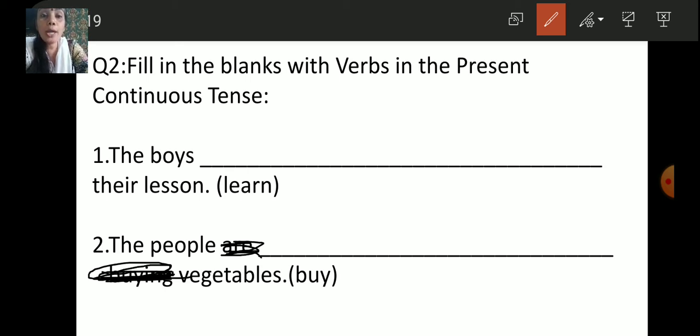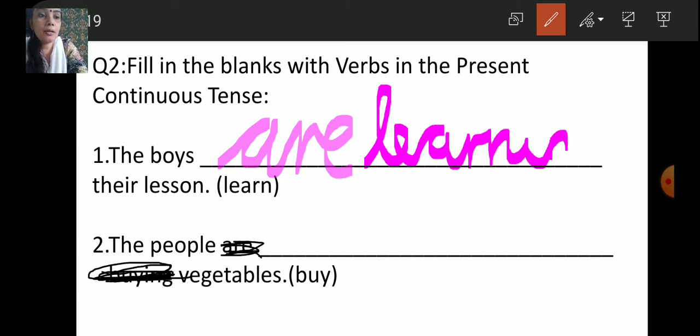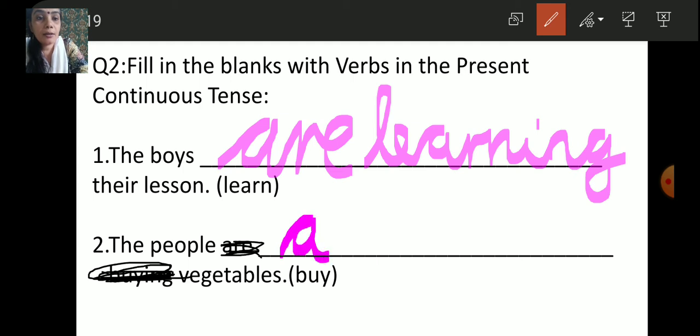So the boys. So you will use is or are. So boys means plural form. So you will have to write A-R-E. The boys are learning, L-E-A-R-N-I-N-G. The boys are learning their lesson. And the people. So again here are. The people are buying.